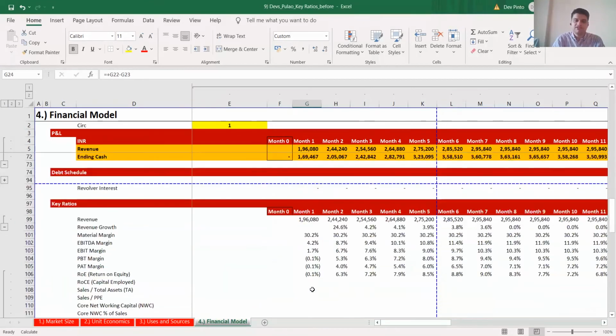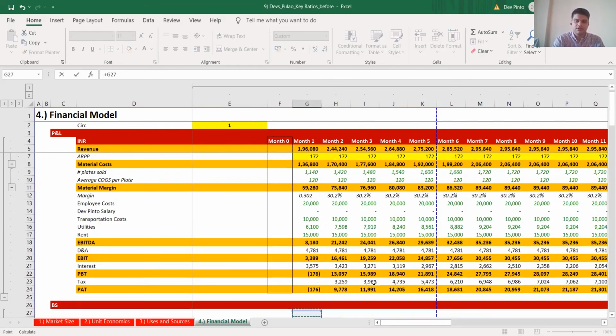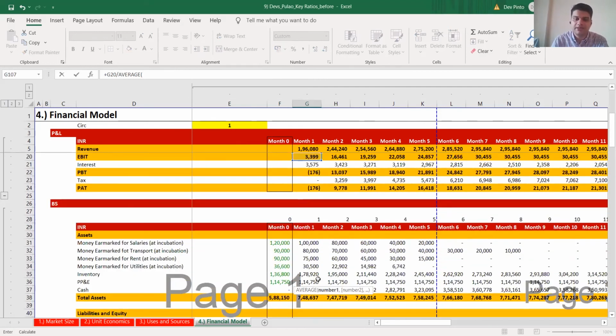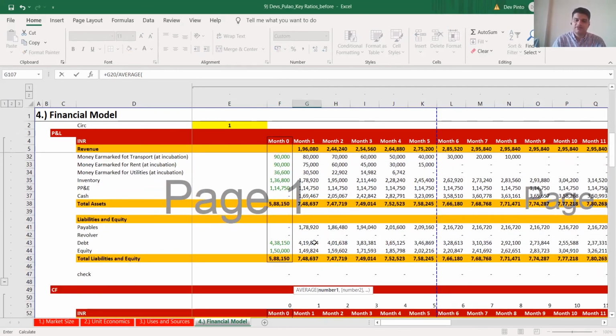So let's just compute ROC. Let me again clarify, this is pre-tax. It's nothing but EBIT divided by the total capital employed in this business. So what do I mean by capital employed, right? It is the amount of debt plus the amount of equity minus the amount of cash that I have in this business. So I have to take the average of 2 periods. This plus this minus this.